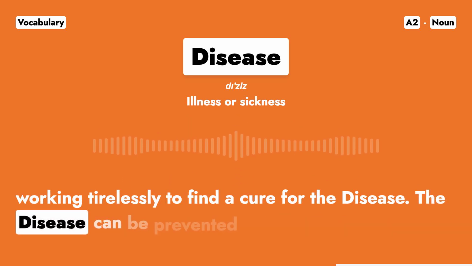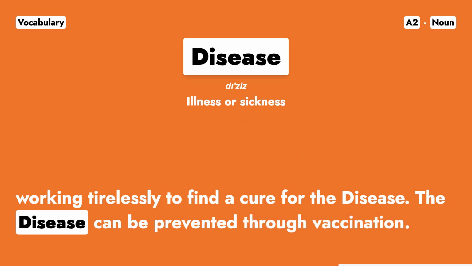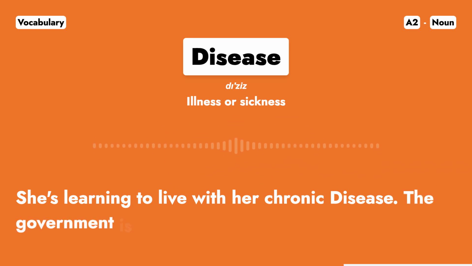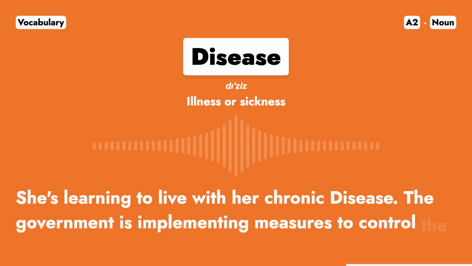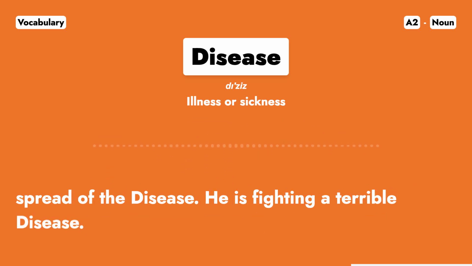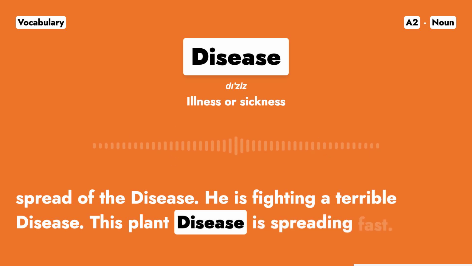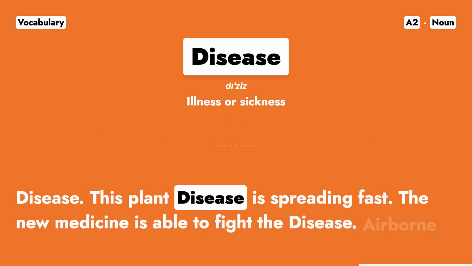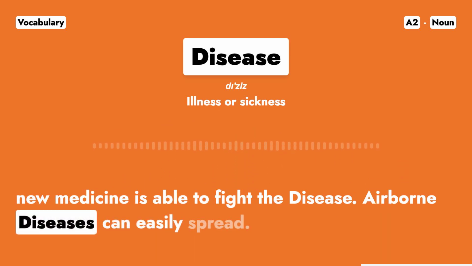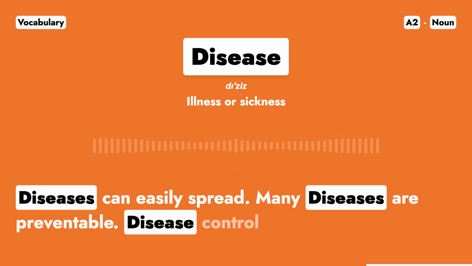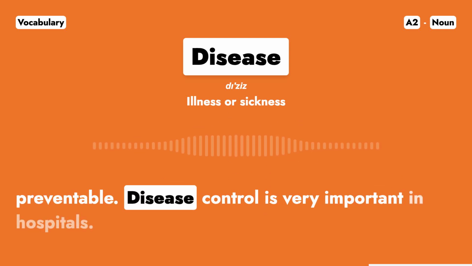The disease can be prevented through vaccination. She's learning to live with her chronic disease. The government is implementing measures to control the spread of the disease. He is fighting a terrible disease. This plant disease is spreading fast. The new medicine is able to fight the disease. Airborne diseases can easily spread. Many diseases are preventable. Disease control is very important in hospitals.